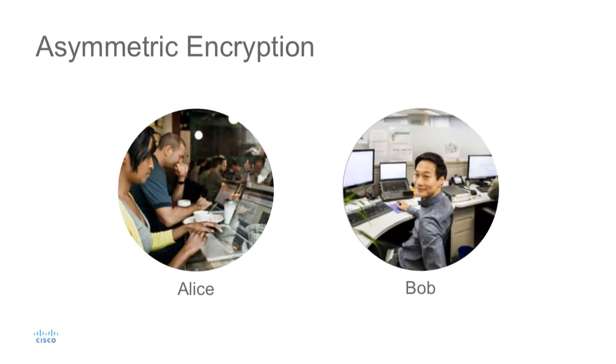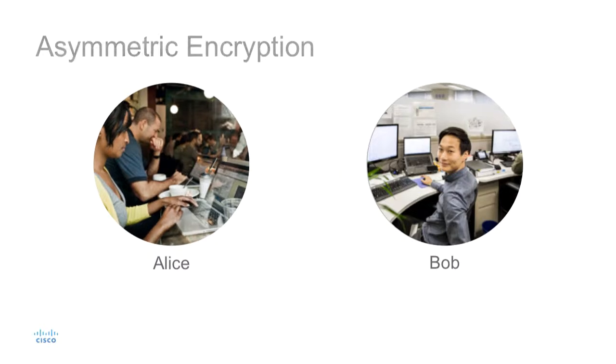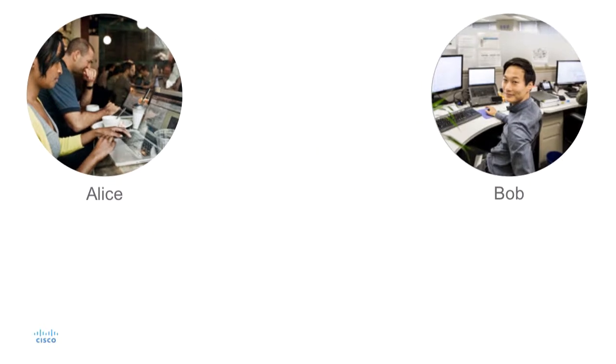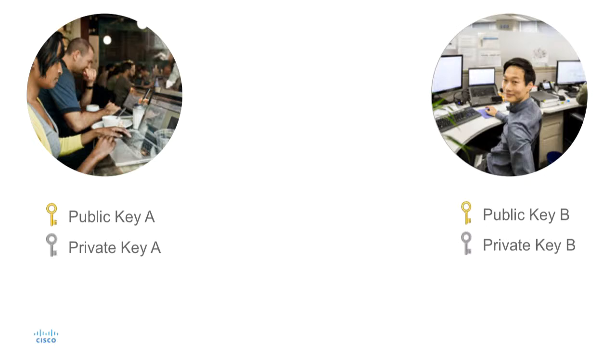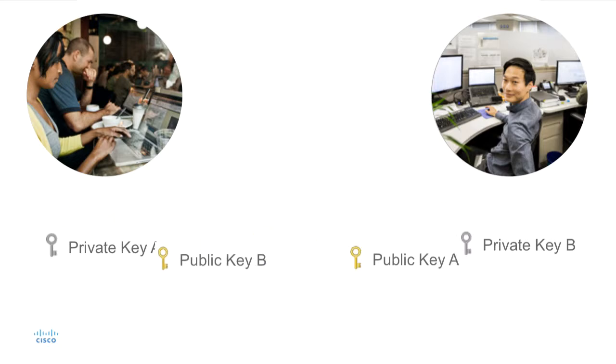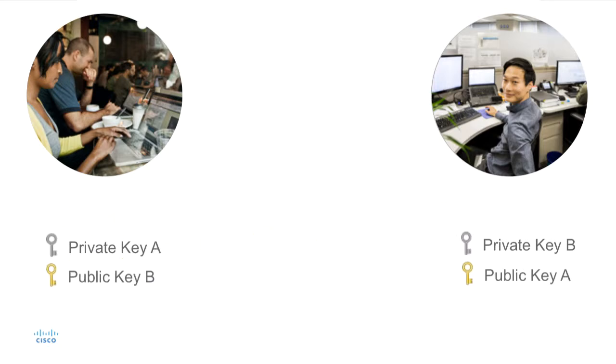Let's take a look at the example of Alice and Bob. Alice and Bob want to talk to each other. Both of them are going to generate a public and a private key. Once they've generated their own public and private keys, they'll exchange public keys across the network or in some other fashion. This just has to be done prior to encryption happening.